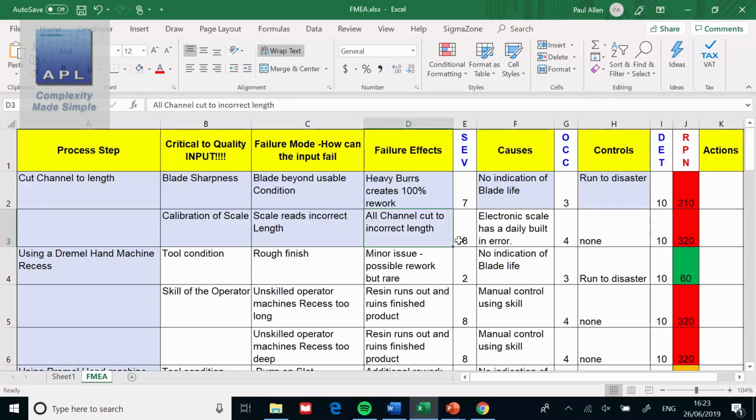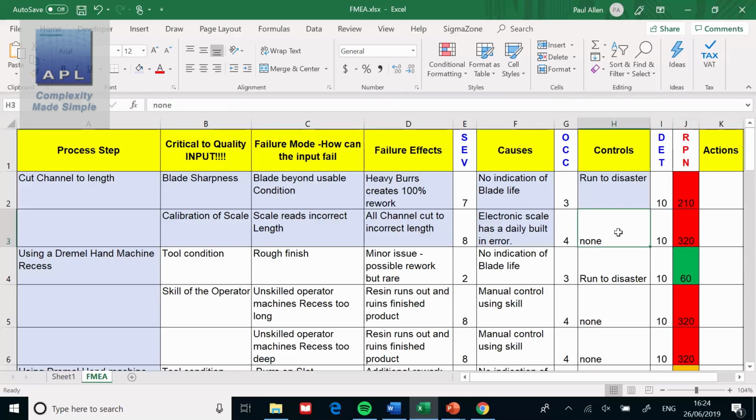We know that the electronic scale has a daily error built into it. So every day the scale tends to be out slightly. So for some reason the piece of equipment isn't particularly stable. Therefore we're liable to make the mistake daily. So now I'll give it a 4, and we don't have any controls in place. And again, I'm scoring it 320. Now on a scale of 1 to 400, 320 is a big, big problem. So we would be doing something about that.